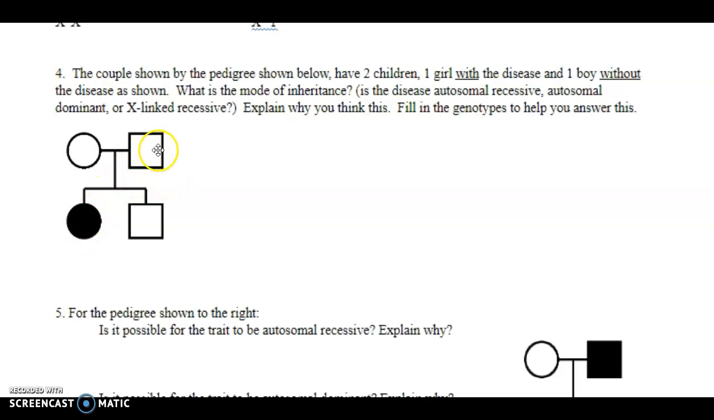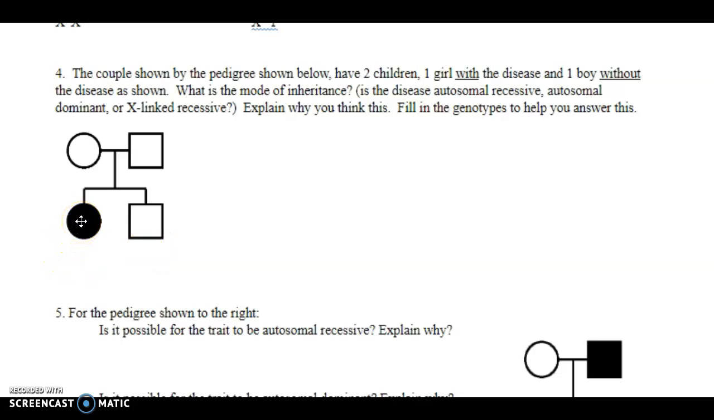And dad only has the one X. So if he had an X with the trait, then he would be showing it too. So we now know that it has to be autosomal, not X-linked. It has to be on the autosomes. It has to be an autosomal recessive trait for it to inherit in this pattern.